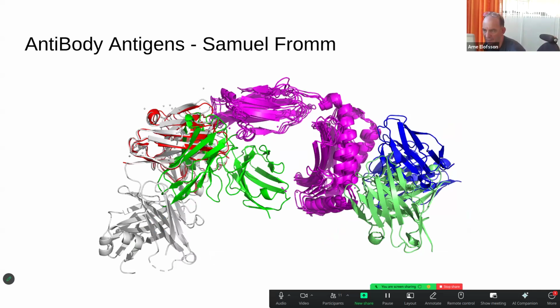So this is just an example of an antigen, the purple thing in the middle, and then different predictions by different methods. In this case, I guess the gray one is correct, and AlphaFold3, in red, makes a correct prediction. All other methods make bad predictions.